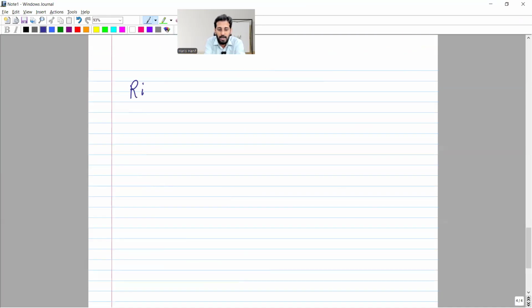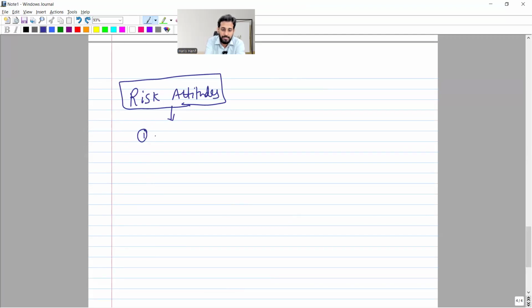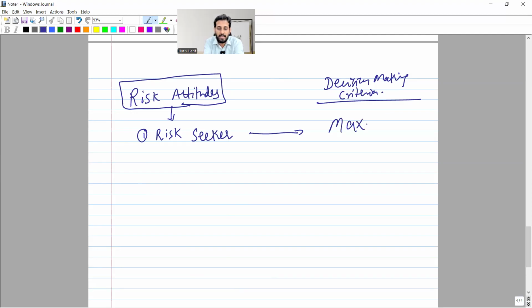You know that there are 3 different risk attitudes. Attitude toward risk; attitude means the mindset. Number 1, there is the risk seeker. I'm not teaching you, I'm just giving you a quick recap. There is a risk seeker, and its decision making criterion is maximax. What do you mean by this terminology, maximax?